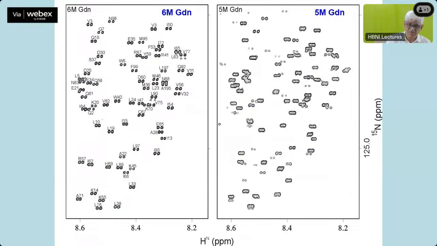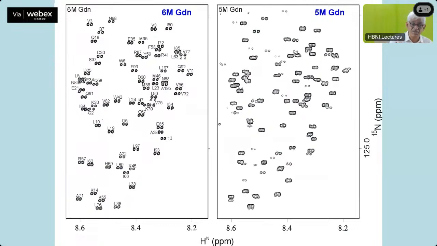Okay, now we can use the coupling constants also. This is an HSQC spectrum, by the way, and in every peak you have this HN-H alpha coupling constant. We can measure these coupling constants, which will also tell you about the phi torsion angle, from the NH proton and H alpha coupling constant.